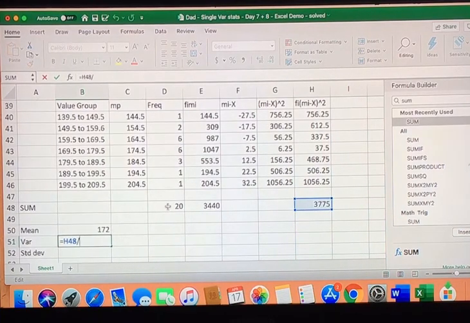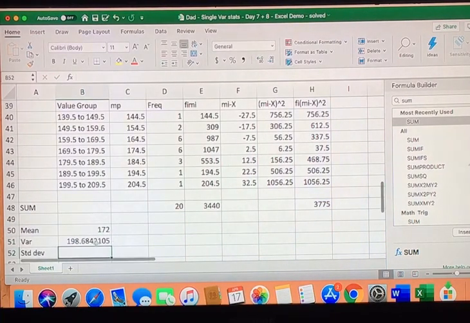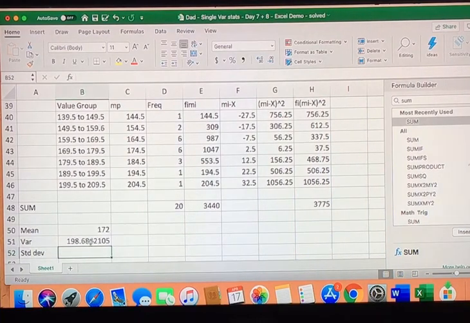I should probably bracket it. And then go the 20 minus 1, which I could just go 20 minus 1 and put in a 19 if I wanted to. But if I want to put in a formula, there it is. Okay, and that's 198.684. That's the variance. So it's about 3,700, almost 3,800 divided by 20, which is fairly accurate.